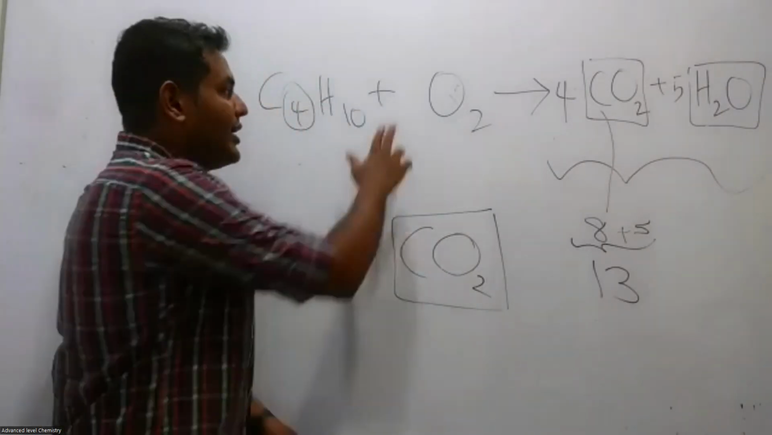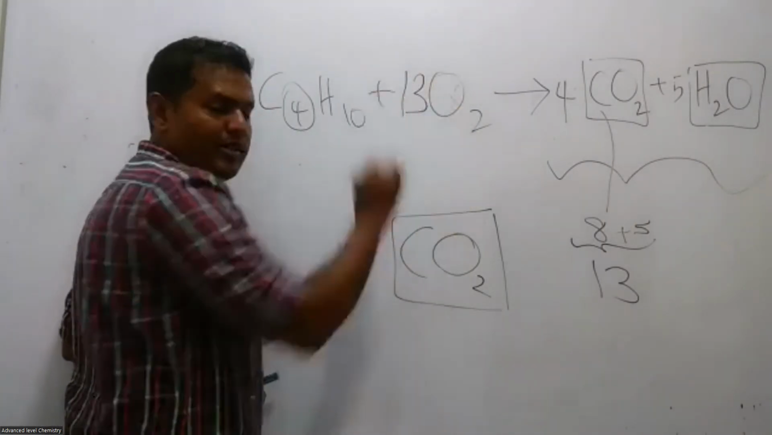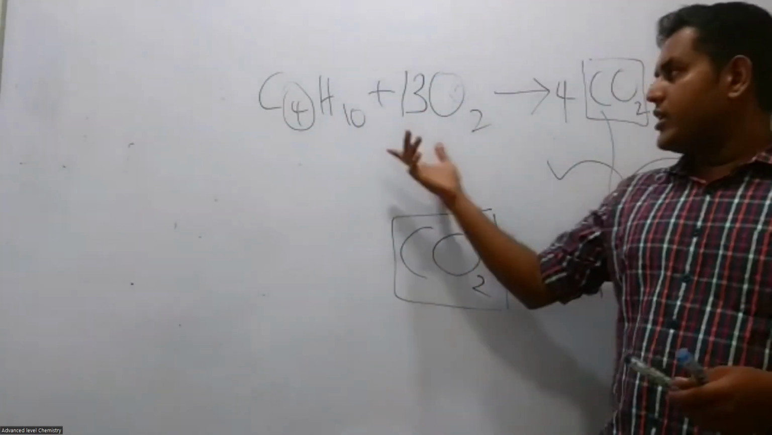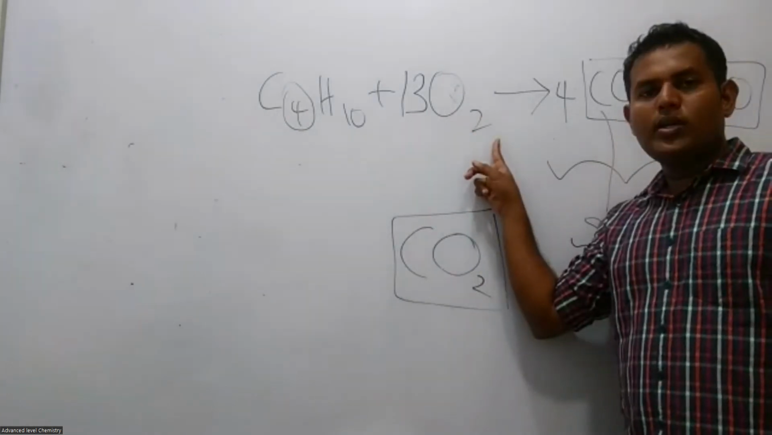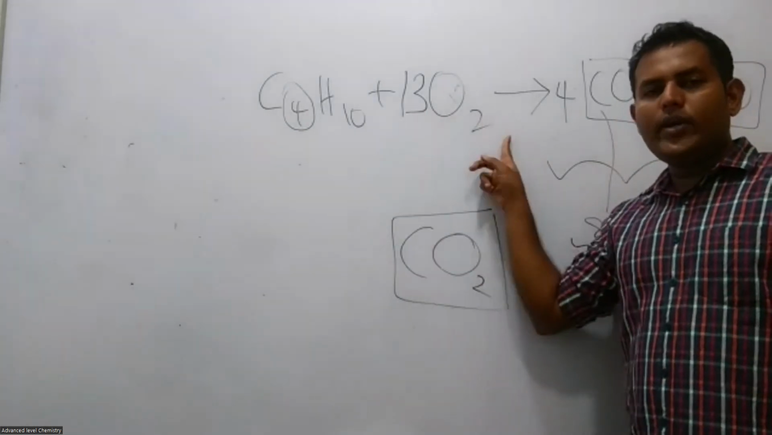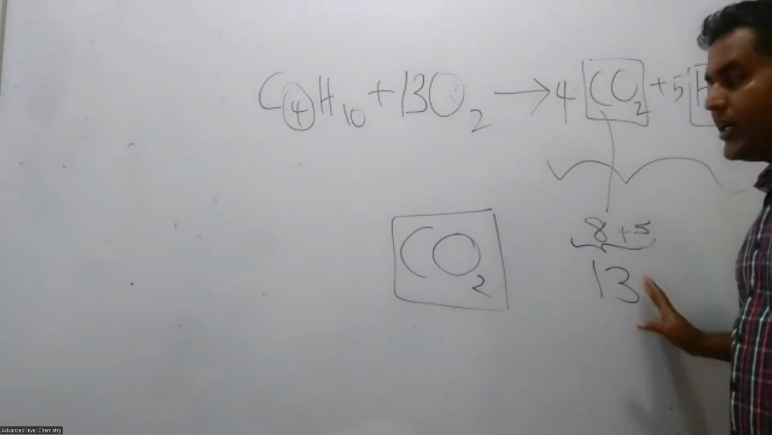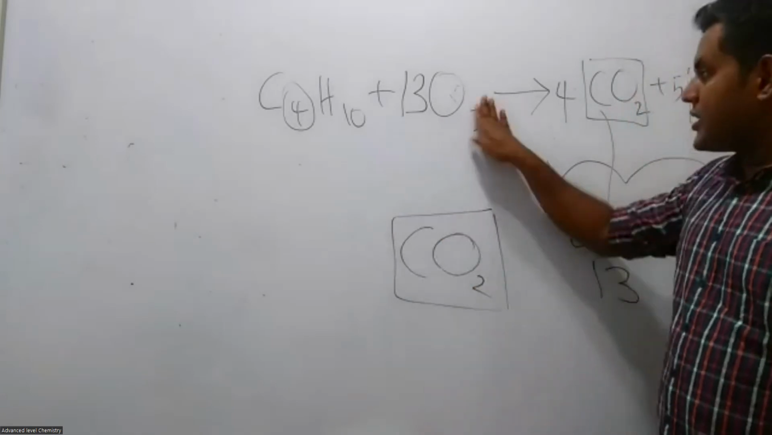Then what is the value we are placing here? If you are placing 13 here, what will happen? Only 13 plus 0, so there's only oxygen. If you are placing 13, you know this 13 is multiplied by 2. So 13 into 2 is 26. That means on the right side we have 13, and on the left side we can't have 26. That's not balanced, so you can't do this.